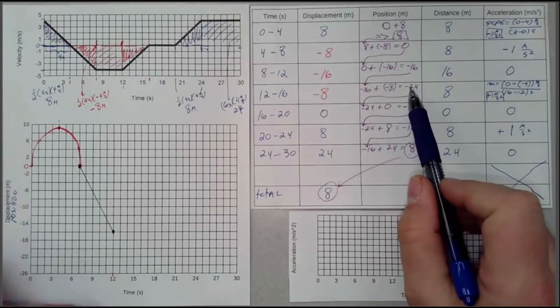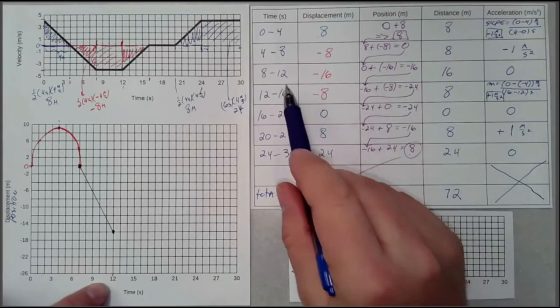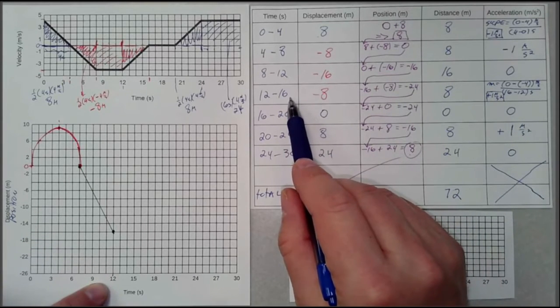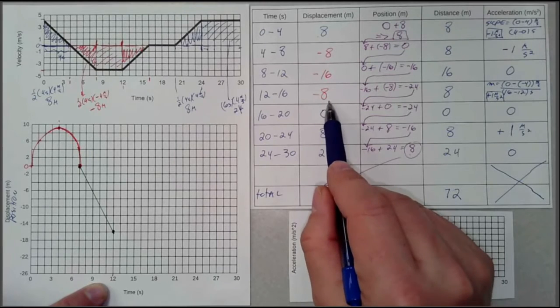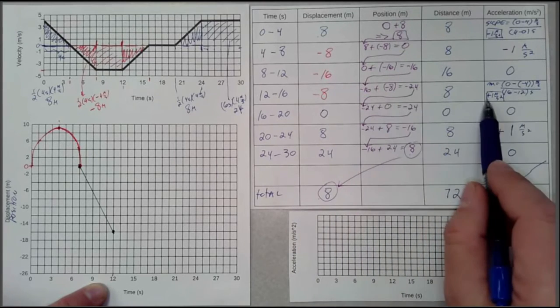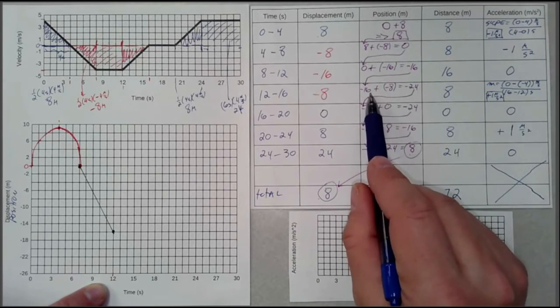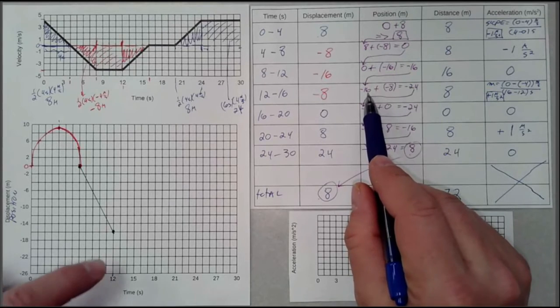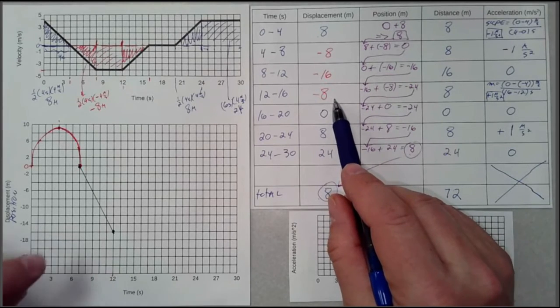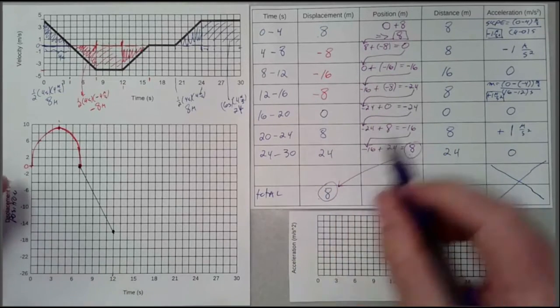All right, so now we're at -16. This is the end of 12 seconds. The next displacement is a -8 displacement. However, it's a positive acceleration, so it's slowing down, right? It's still moving in the negative direction, but slowing down, okay?